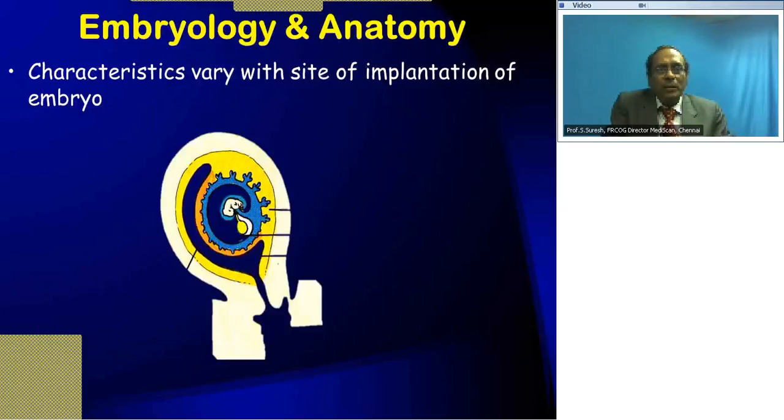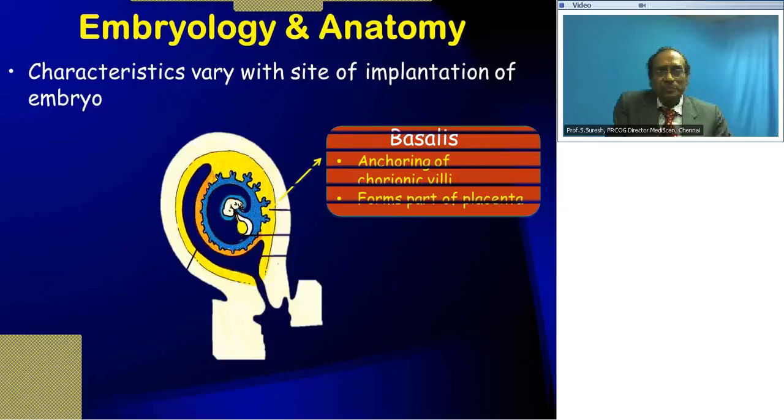Let's look at embryology and anatomy. The characteristics of the placenta vary with the site of implantation of the embryo. Say if the embryo is implanted very low, or there is a failure of implantation, or there is a failure of pregnancy very early in pregnancy, some changes occur, and we are just barely able to make out the chorionic ring, as you say, as a bright white structure.